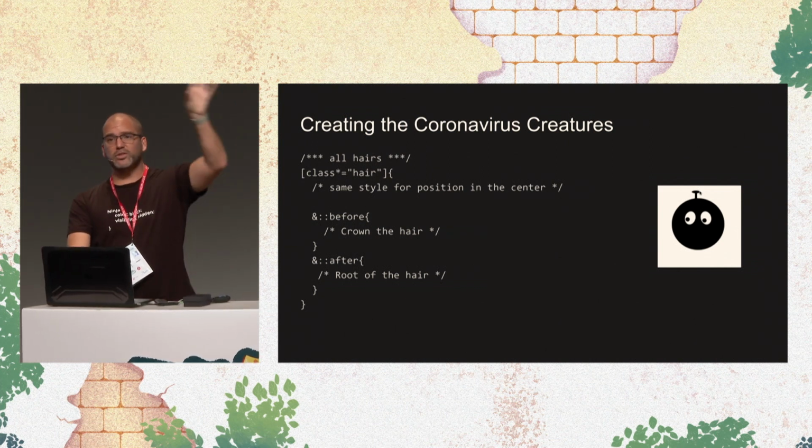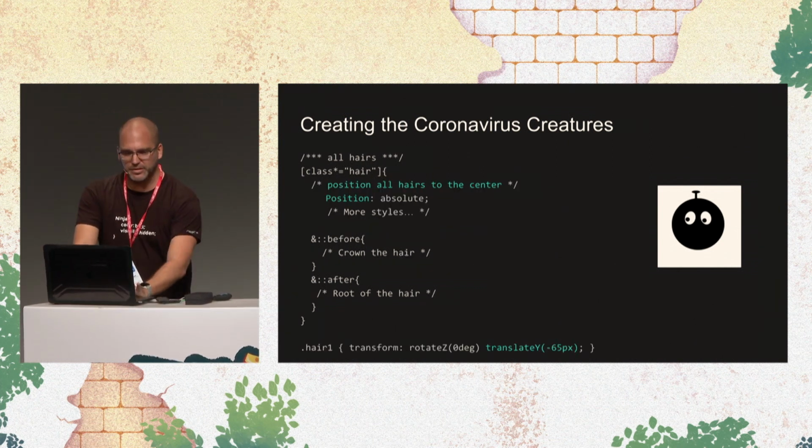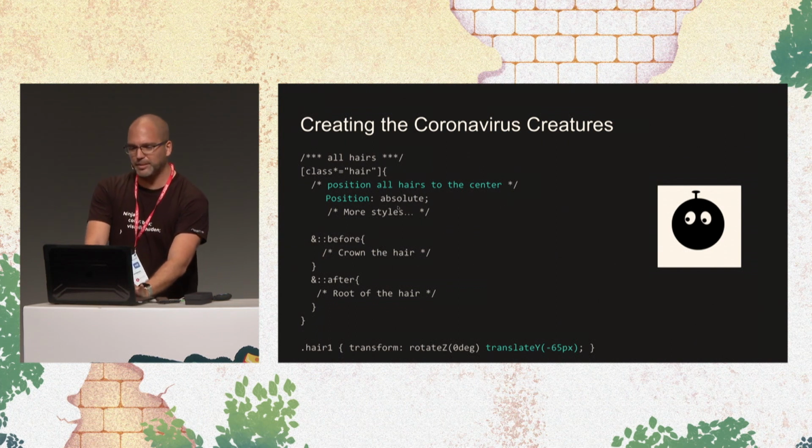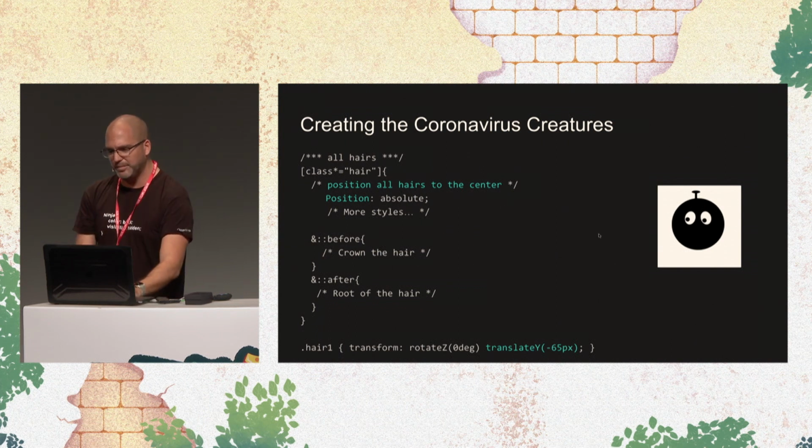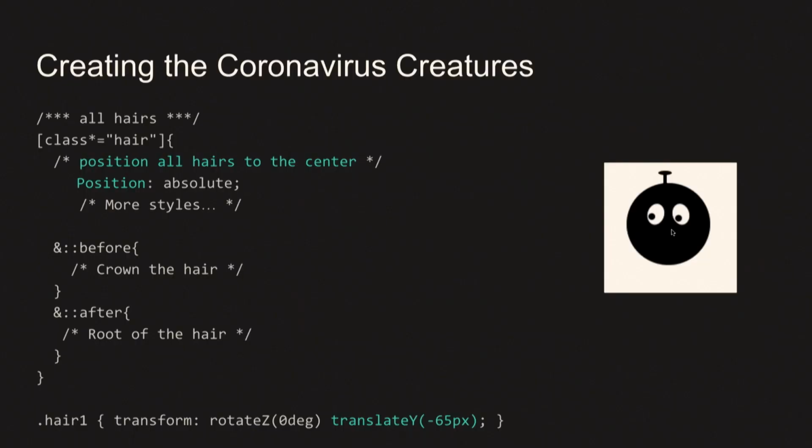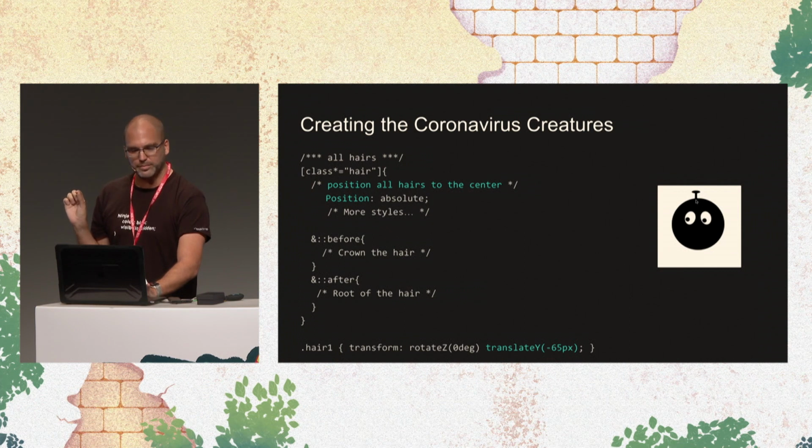To locate all those 12 hairs around the coronavirus creature, I first gave them position absolute and located all of them in the middle, in the center of the coronavirus creature. And now, one by one, I want to put them around the creature. How am I doing it? The first hair gets the transform property with a rotate Z value of 0 degrees, which doesn't do anything, and then translate Y with a value of minus 65 pixels, which takes the hair from the center to the top.